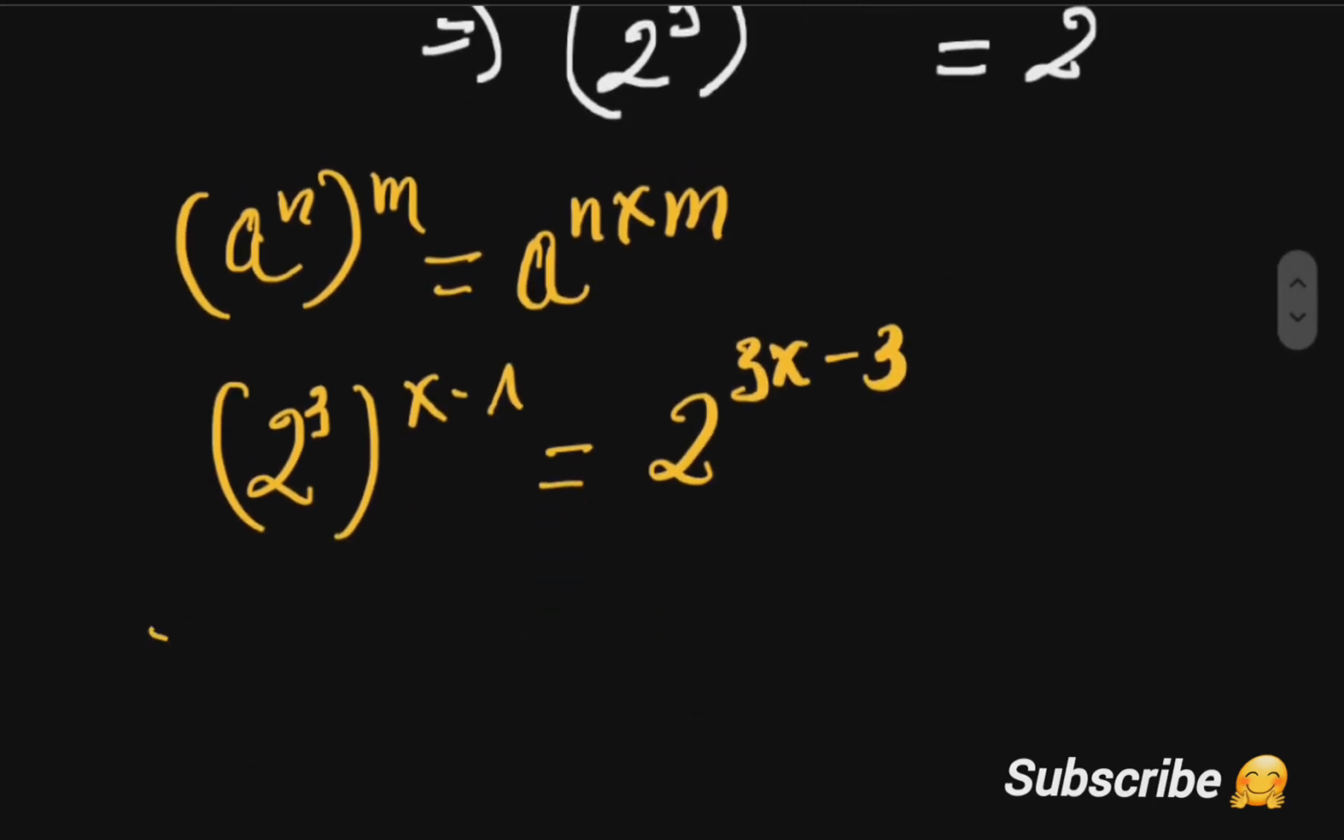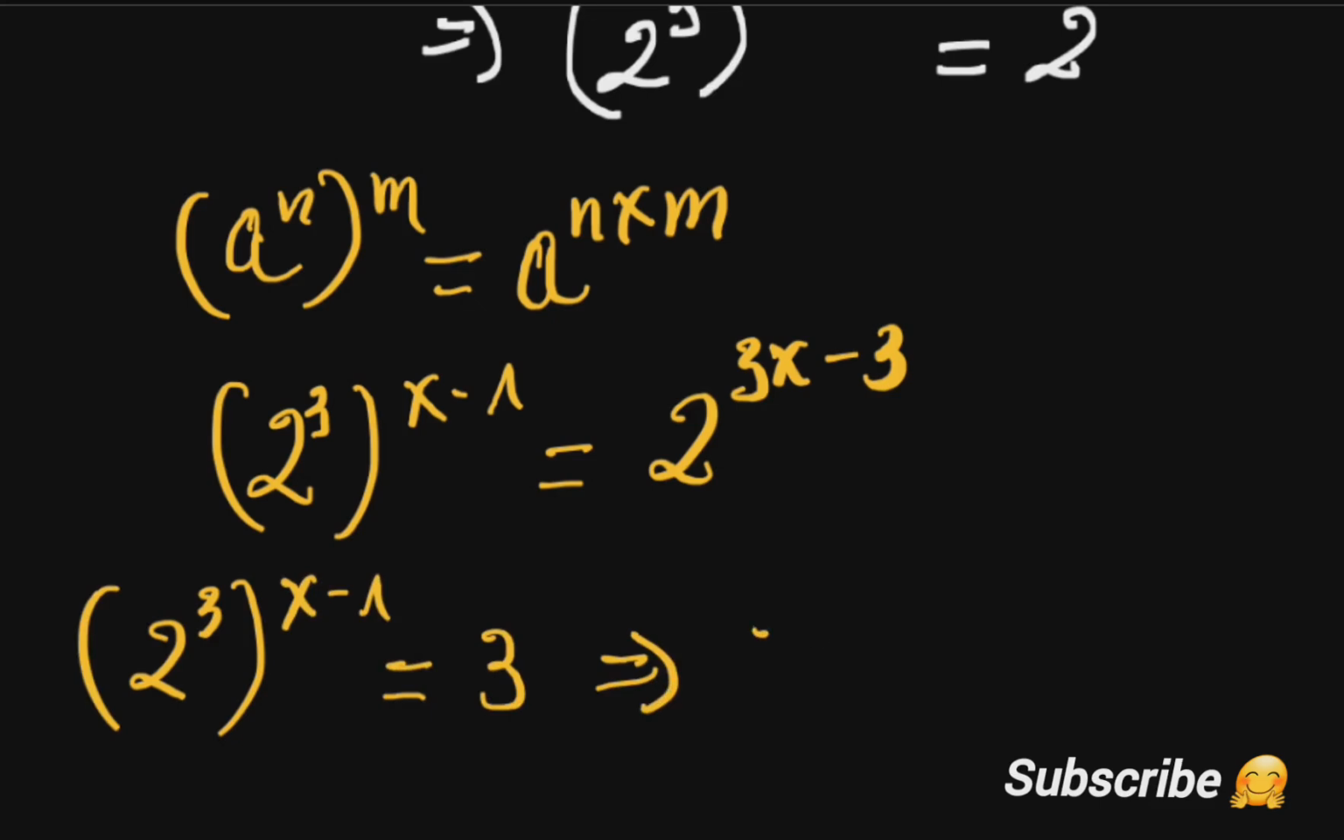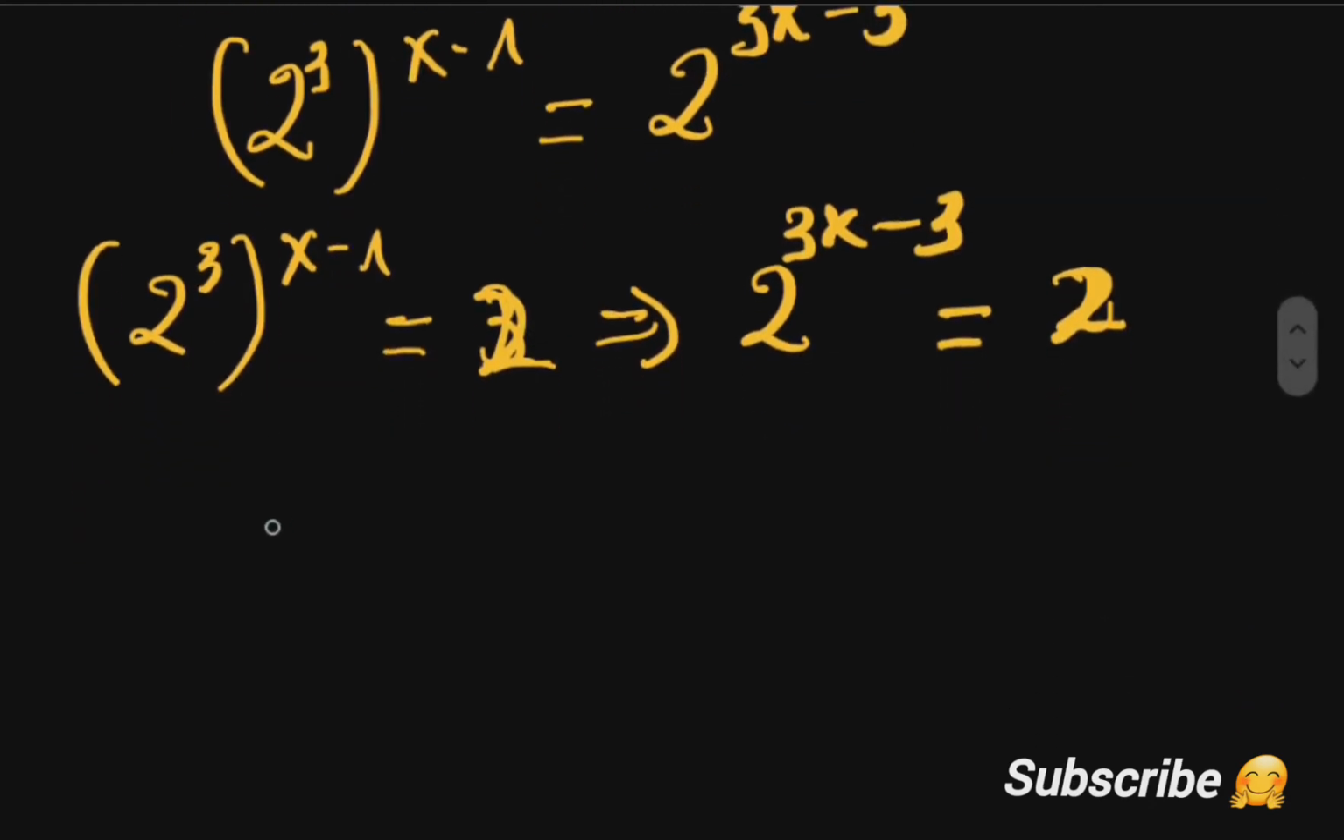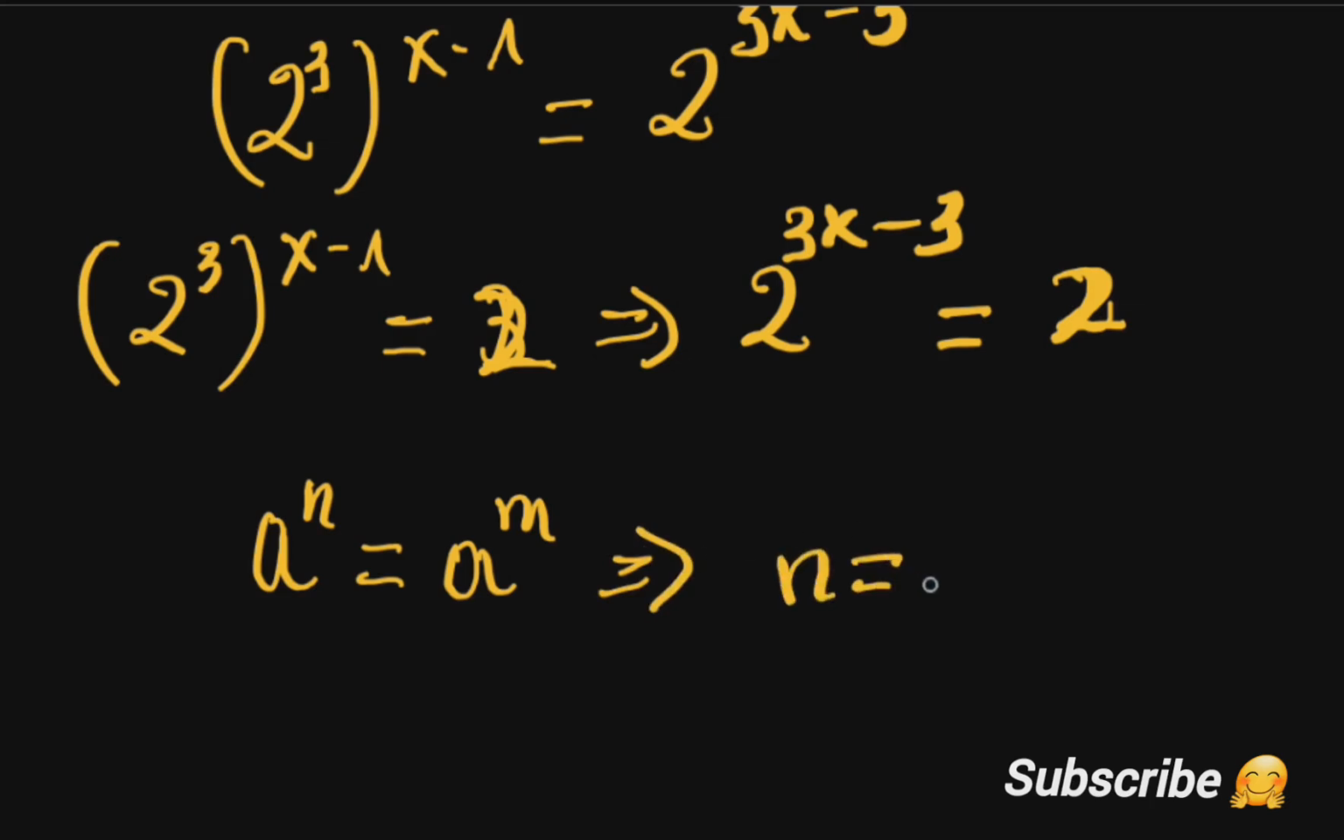Okay, 2 cubed, all this to the power x minus 1, implies that 2 to the power 3x minus 3 is equal to 2. Sorry, here it is 2. Okay, so we have a to the power n is equal to a to the power m. This means that n is equal to m. Okay, we have 2 to the power 3x minus 3, which is equal to 2 to the power 1.